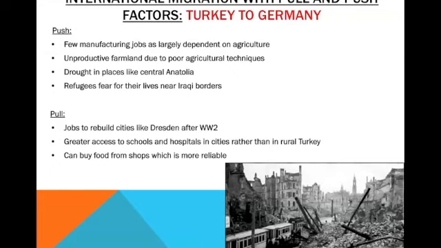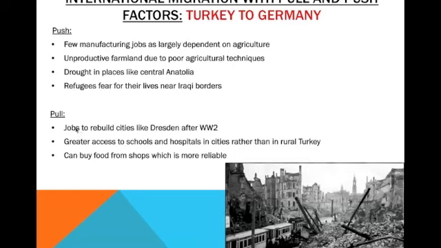So what were some pull factors? Well, back in the late 1940s, after World War II, cities in Germany were completely destroyed. So, for instance, take a look at this picture. That's a picture of Dresden, and it's totally destroyed. So, there are many jobs available there to rebuild cities like Dresden after World War II. So, that's lots of job opportunities.